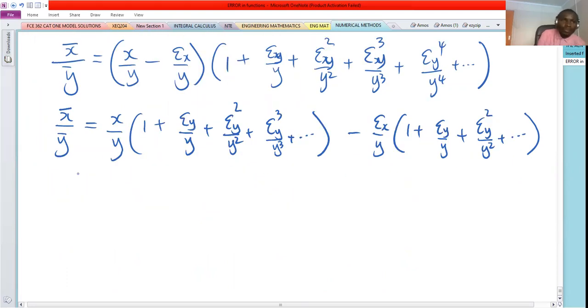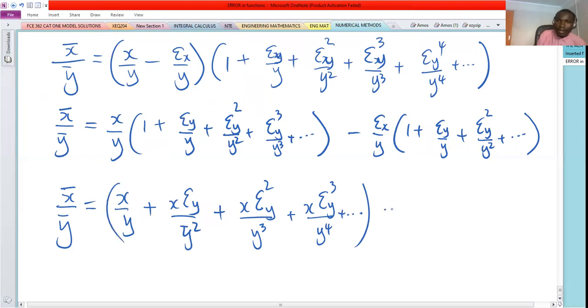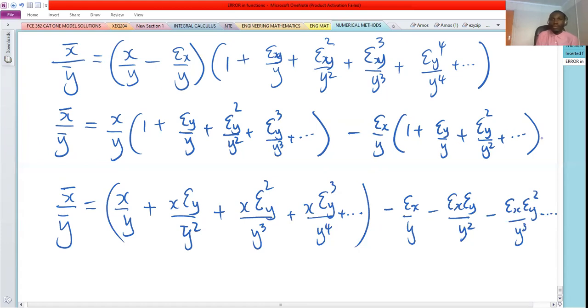So the next step will be now opening the bracket. So I have x̄ over ȳ equals x over y plus x error in y over y squared plus x error in y squared over y to the power 3 plus x error in y cubed over y to the power 4 plus other terms, and then minus error in x over y minus error in x, error in y over y squared minus error in x, error in y squared over y to the power 3, minus several other terms of this same kind, taking this multiplied by every term here.